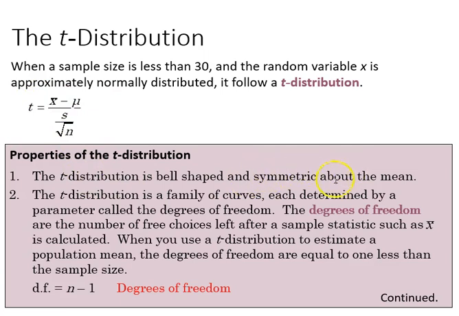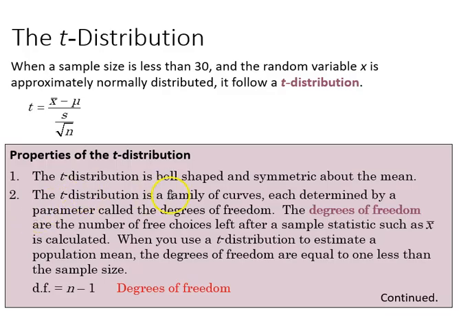It's also bell-shaped and symmetric about the mean, but again accommodates smaller sample sizes, whereas the z-score assumes a minimum of 30. And the t-distribution is actually a family of curves that are adjusted by the degrees of freedom. And the degrees of freedom are the number of free choices left after a sample statistic, like the sample mean x bar, is calculated. When you use a t-distribution for a population mean, the degrees of freedom are one less than the sample size. So you can picture the sample size influencing the shape of the t-distribution curve.